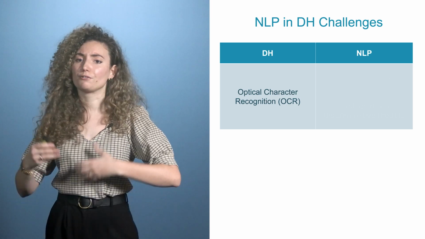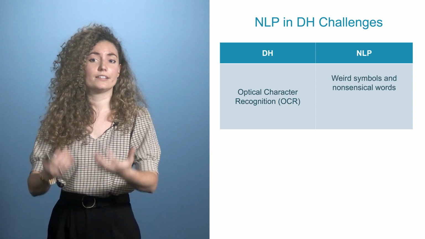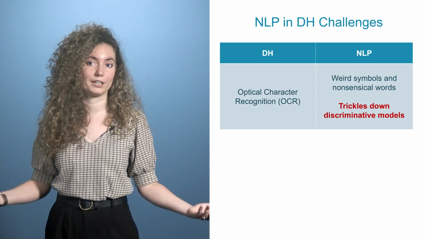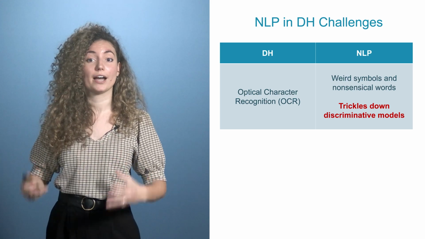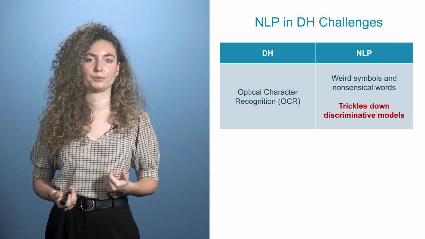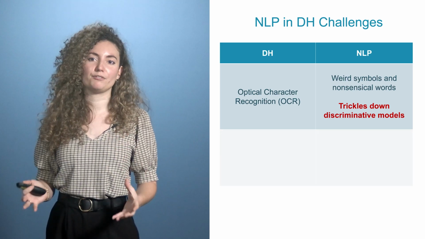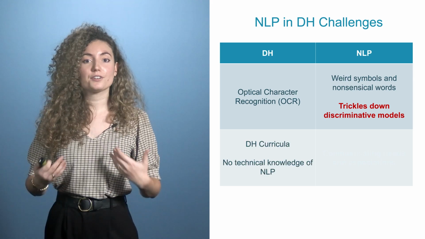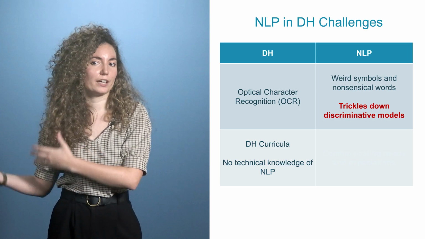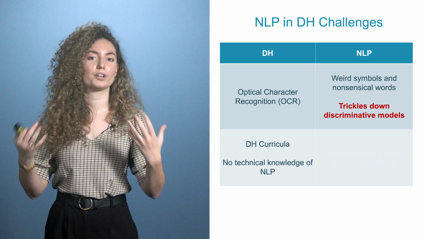If the texts are full of weird symbols and nonsensical words because of this digitization process, this trickles down to the results of any discriminative model that we may want to train, because OCR errors are known to have a detrimental effect on the results of information extraction models, for example. Even in the ideal situation where we have annotated data available, DH curricula usually do teach the basics of programming, but they often do not go deep into natural language processing. So DH scholars often don't have the technical know-how to start modeling.